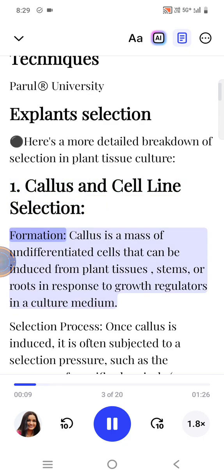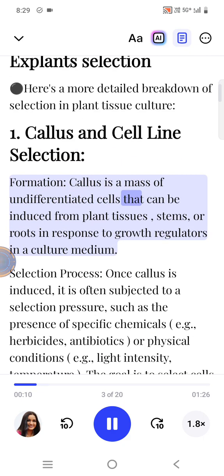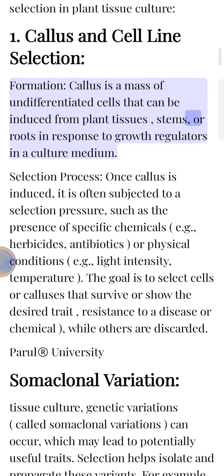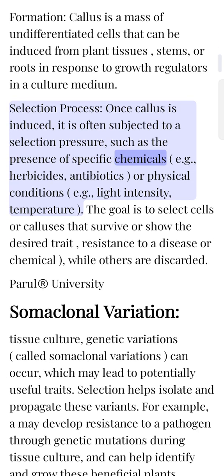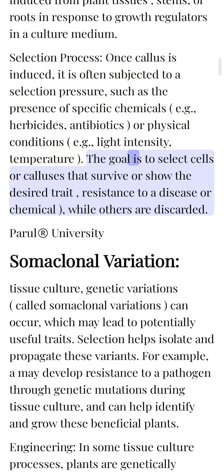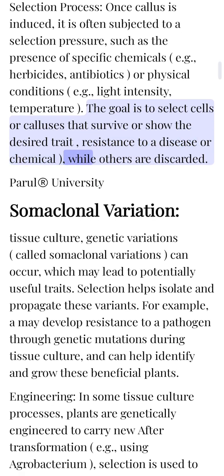In selection, callus formation: callus is a mass of undifferentiated cells that can be induced from plant tissues, stems, or roots in response to growth regulators in a culture medium. Selection process: once callus is induced, it is often subjected to a selection pressure, such as the presence of specific chemicals, for example, herbicides, antibiotics, or physical conditions, for example, light intensity, temperature. The goal is to select cells or calluses that survive or show the desired trait, resistance to a disease or chemical, while others are discarded.